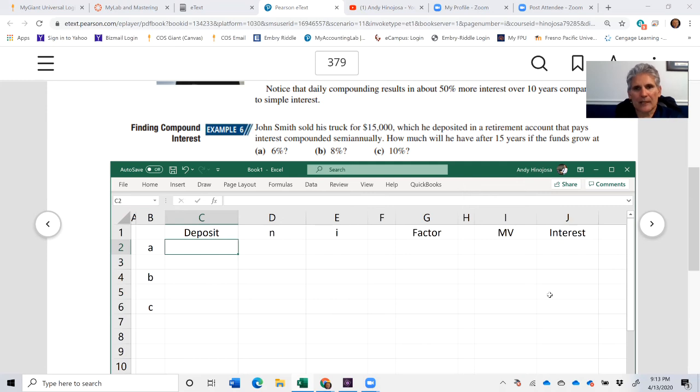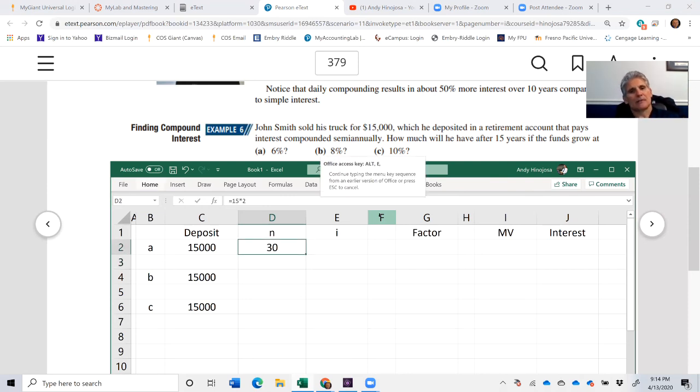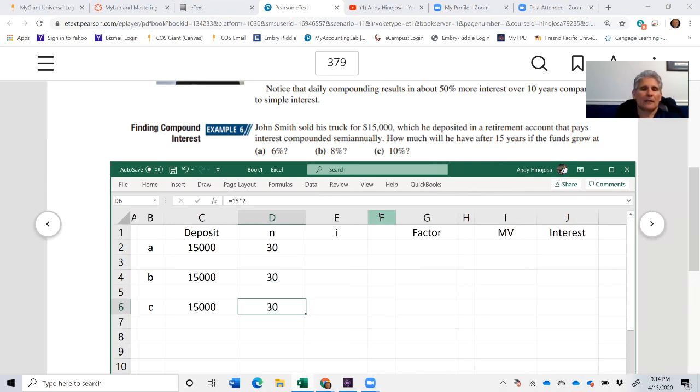He sold his truck for $15,000 and he deposited that into a retirement account. So the deposit amount for all examples here is $15,000. And the term is 15 years. But before we go with 15, we have to convert that to the number of compounding periods. It pays interest compounded semi-annually, so that's 15 times 2. So in all cases, we're looking at 30 periods.